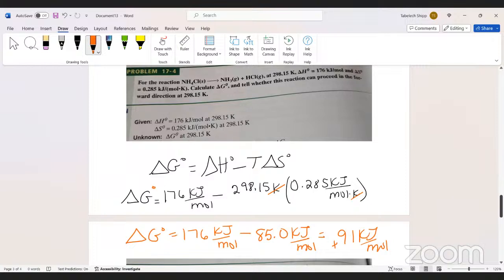It tells us that this reaction is not naturally occurring in that direction, because remember, it says it would be negative if you have both things that are positive. But in this particular case, because our delta G is positive, you can state that this is not naturally occurring. So it will not proceed in the forward direction. Okay? That's it.